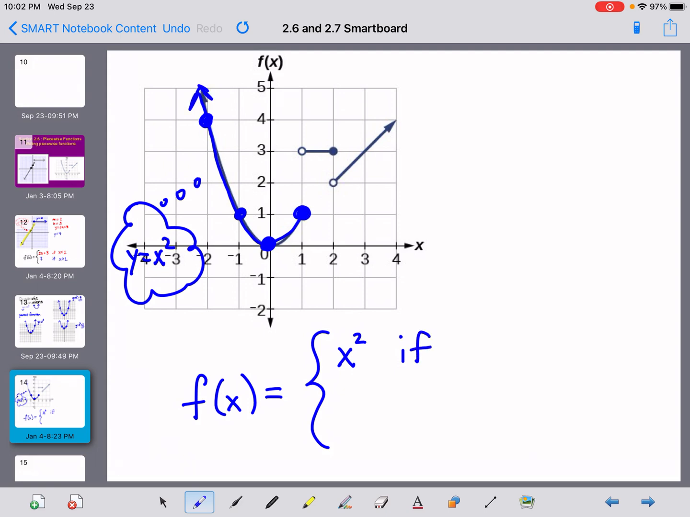Well, I see this closed circle here at (1, 1). And it goes to the left of that. So if x is less than or equal to 1, and it's going to continue, it's got this arrow, it's going to continue forever to the left with no ending point.